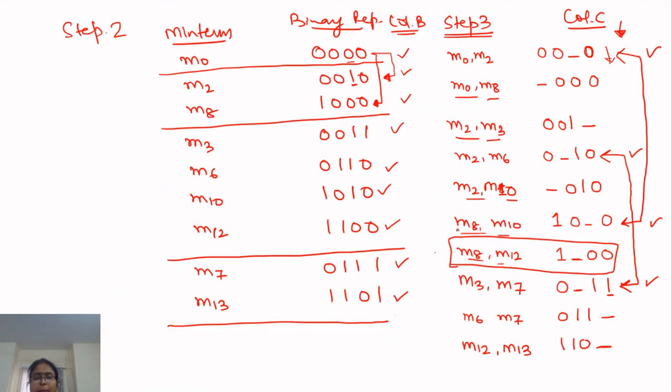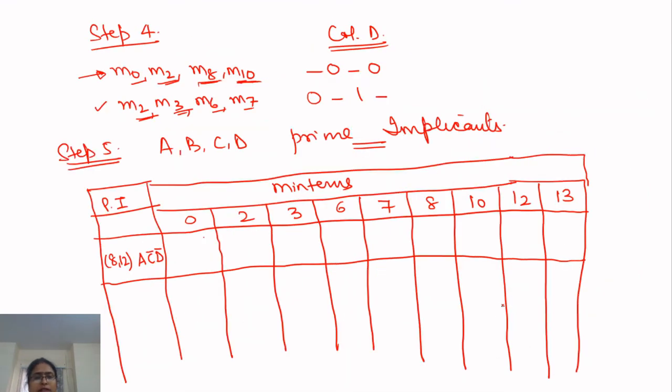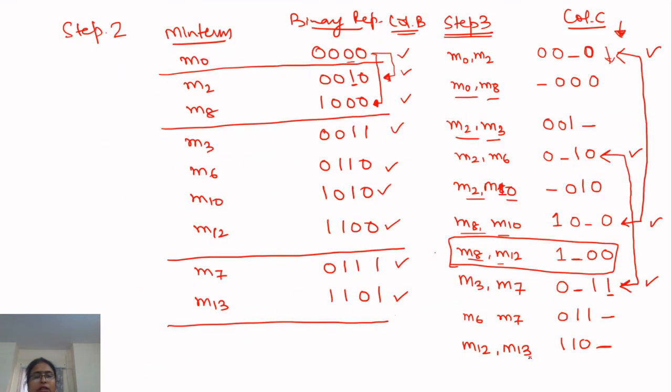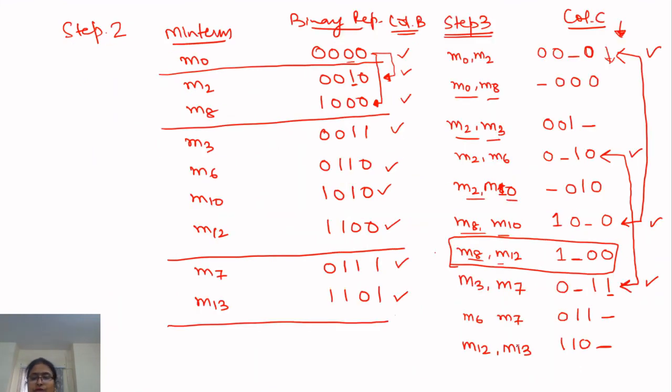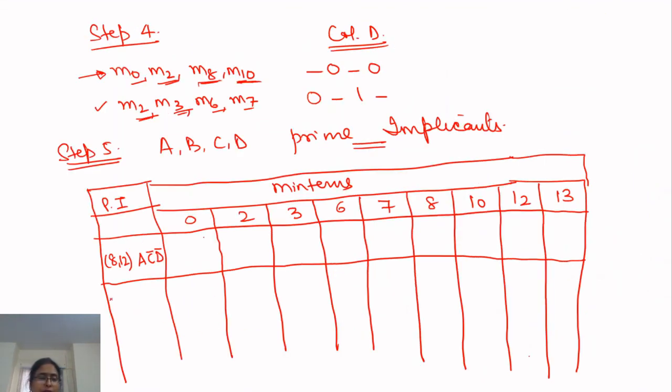Next is 3 and 7, it is there. 6 and 7, it is there. 12 and 13, it is not there. So you will also include this in the prime implicant chart. It is 1 1 0 dash. So it will be A B C bar. 12 and 13, so it will be A B C bar.